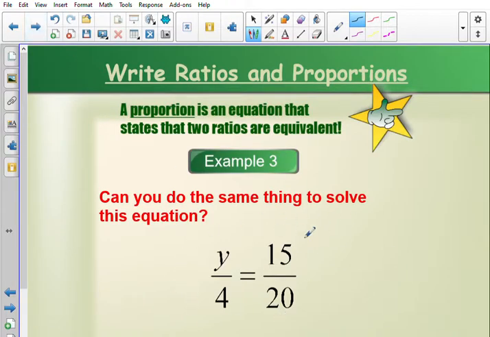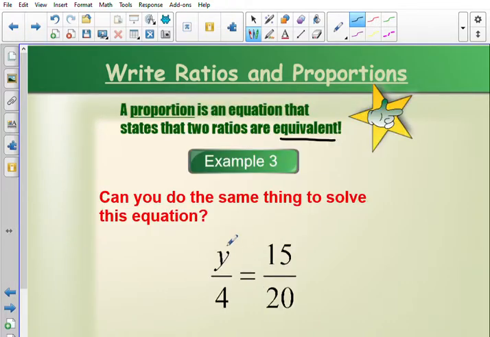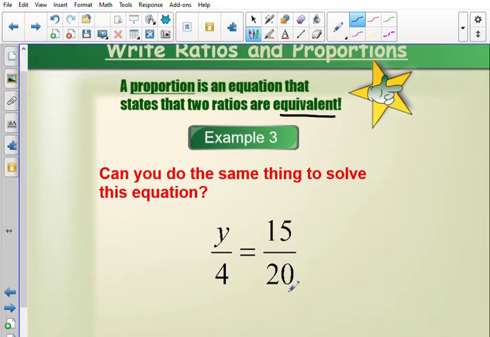For example, here's a proportion. We have two ratios, y over 4, or y to 4, and 15 over 20, or 15 to 20. We're stating that they're equivalent. Again, equivalent, remember, means that they are equal. We're going to solve this. Well, if you try to solve it the same way that you did the last one, where maybe you just see it, it gets difficult. You might not just see it. Now, some students are going to understand, you might see it, but I need to see work.